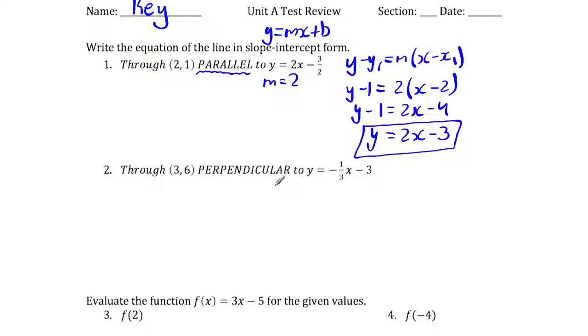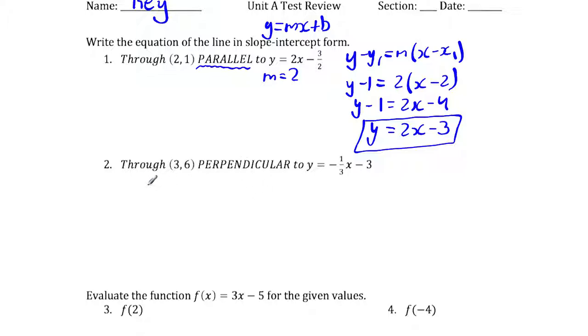For the second one, I want to do a similar approach, except this slope is perpendicular. So that means the slope is going to be the opposite reciprocal. If the original slope is negative 1/3, then the opposite will be positive, and the reciprocal will be 3 over 1. So this new slope will be 3.